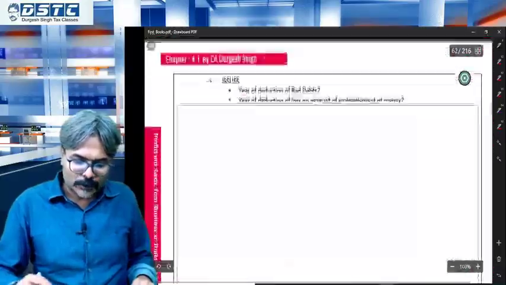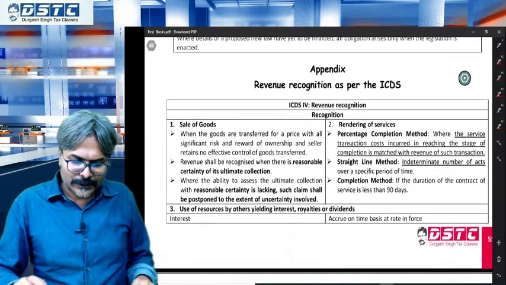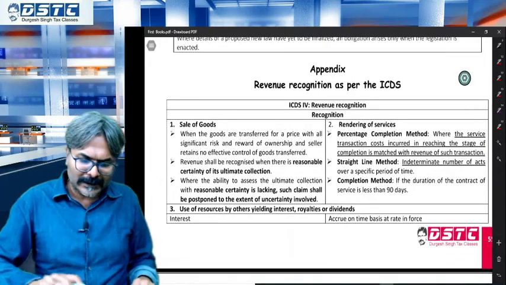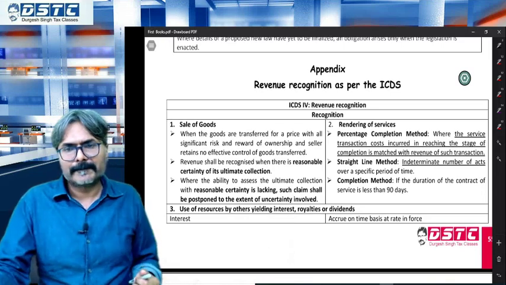Quickly, students, 2 minutes time before we end the day's lecture. I want you to quickly run through only point number 1 and point number 2. Just quickly run through this. 1 and 2, students.